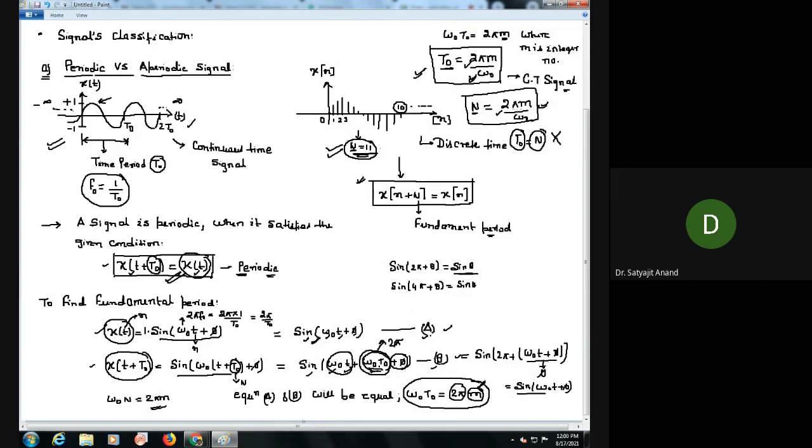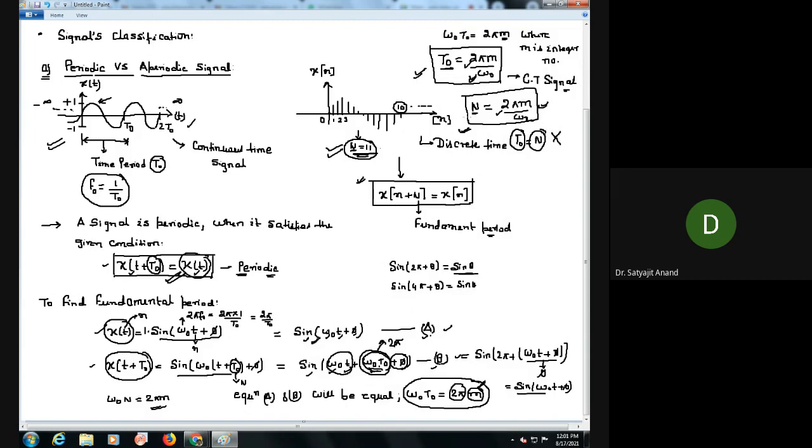Once we have this understanding, we'll discuss a problem, and from this numerical problem I'll make it clear that T naught will not be equal to capital N. That depends on frequency, so the frequency will differ. Once we discuss the problem, it will be more clear to you. At this moment, just know how to find the fundamental period theoretically: T naught equals 2 pi m upon omega naught, and N equals 2 pi m upon omega naught. This is what you keep so far.